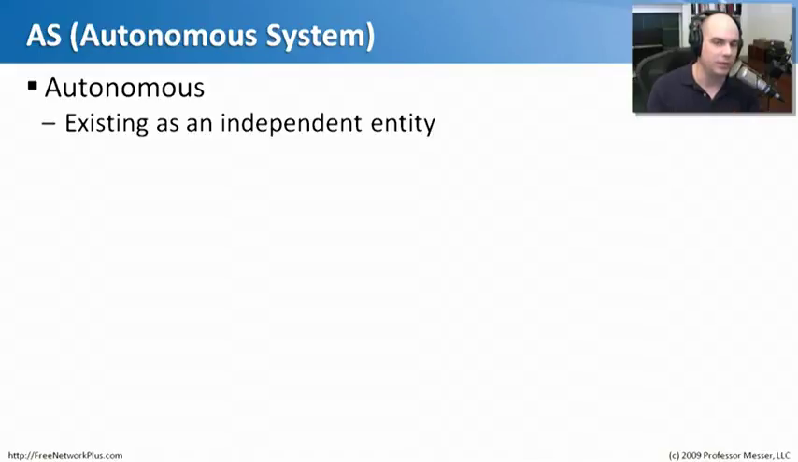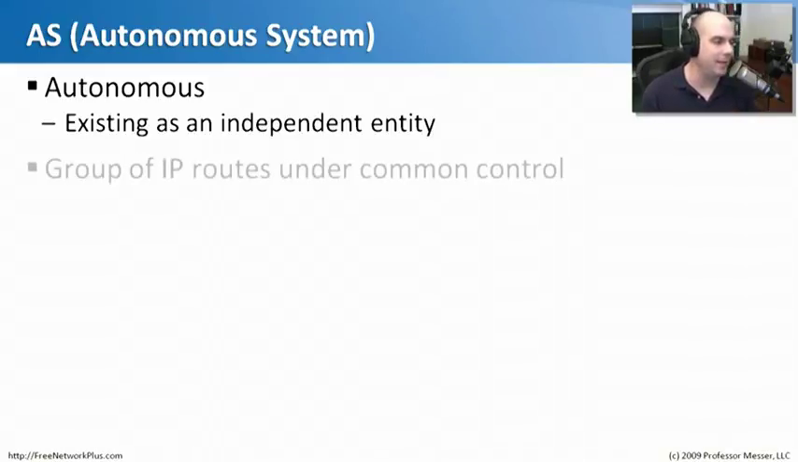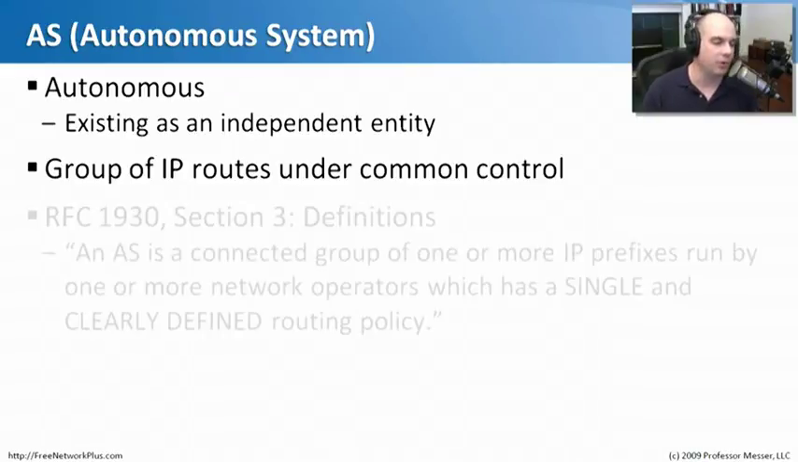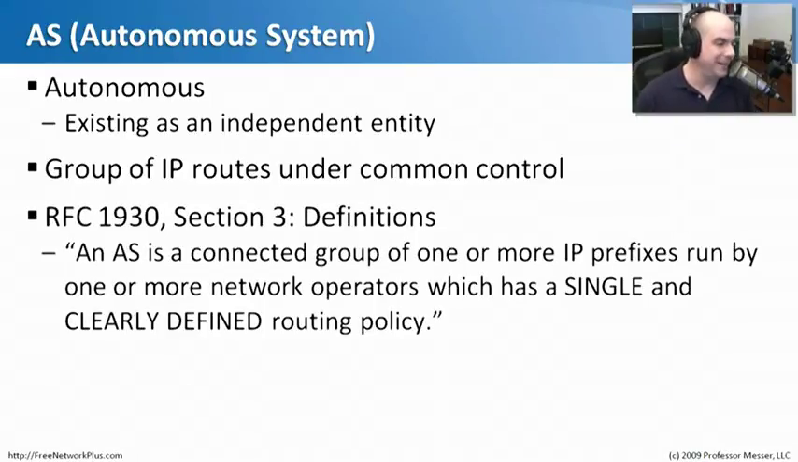It is something that works all independently of anything else that happens to be out there. This is a very important concept to consider in routing, because routers are usually part of an autonomous system. There's usually a bunch of devices that work autonomously. And so usually there is a set of IP routes under common control. This is what's written in RFC 1930.